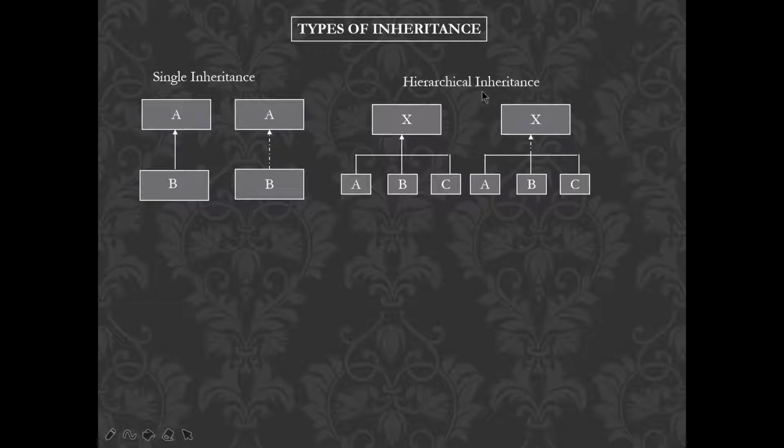So here we can say it is hierarchical. Here it is single, one to one, but here one to many. Got it? So this is about hierarchical inheritance. We have one more, that is multi-level inheritance.